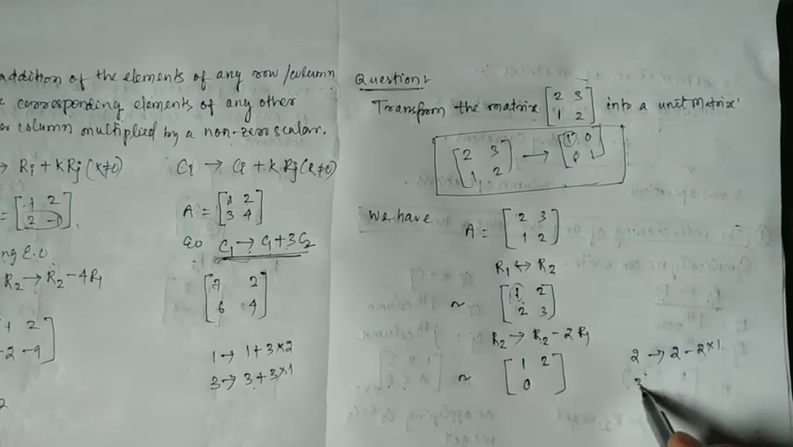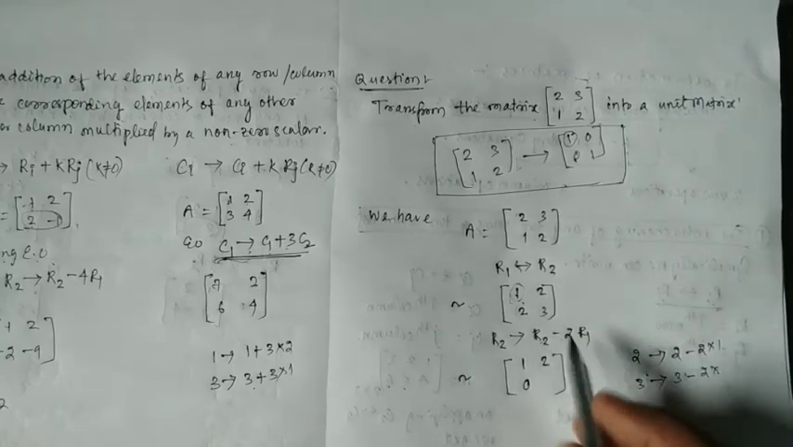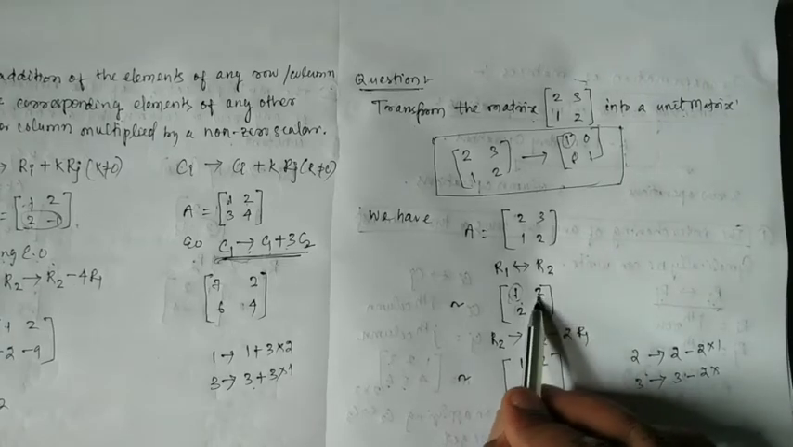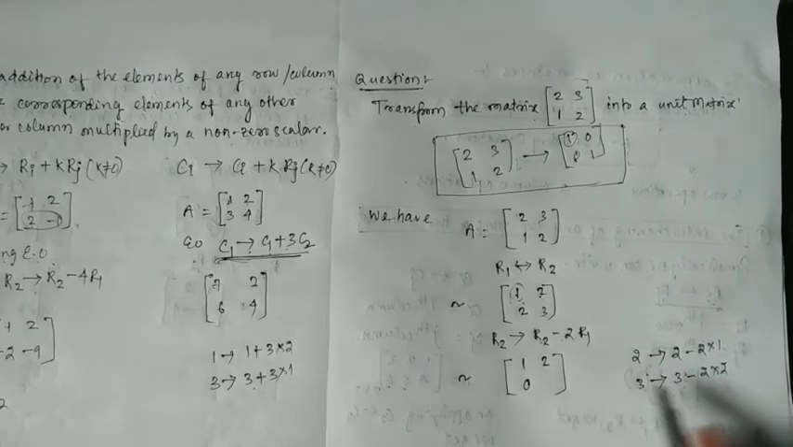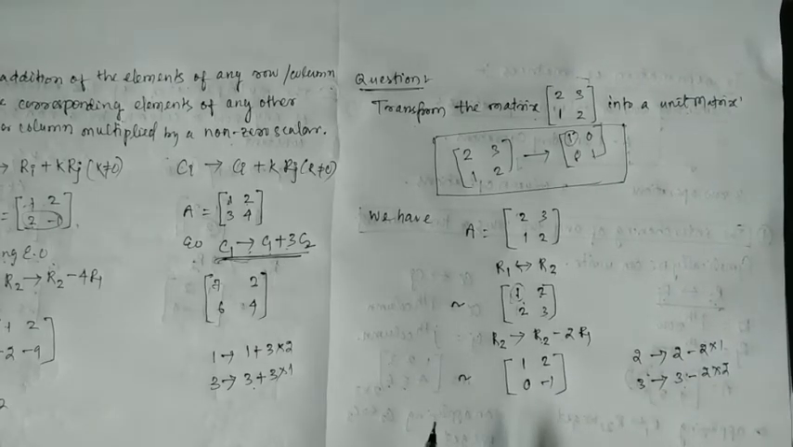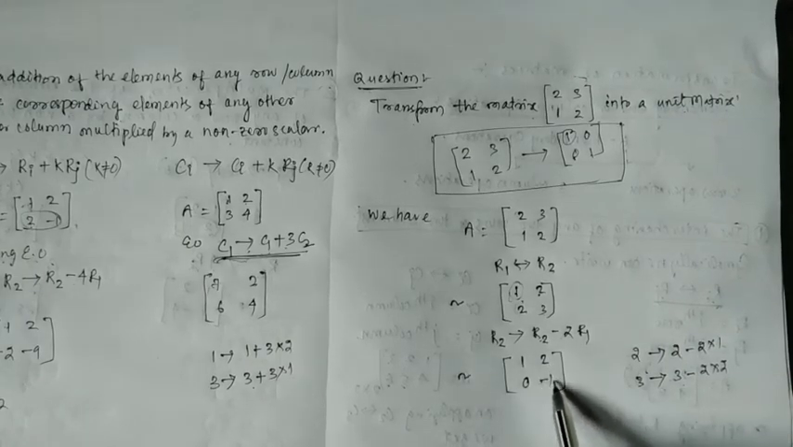Similarly, 3 is replaced by 3 minus 2 times the corresponding element in R1, that means 2. So here we get 3 minus 4, minus 1. Here we get 1. Here also we get 0. So now we have to convert this into 1.